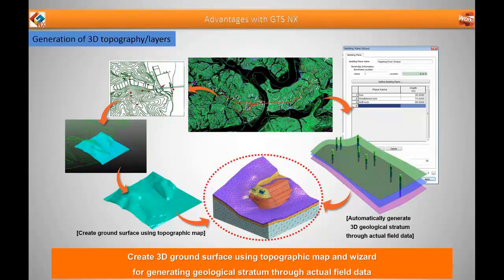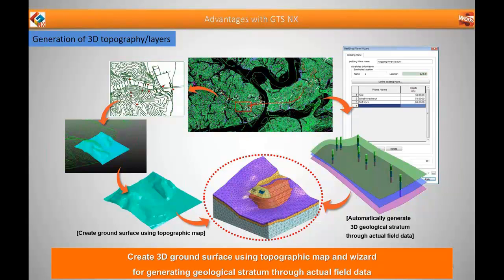Now the advantages of GTS NX. The most important advantage of GTS NX is that you can generate the actual ground surface on your model. We have an option called the TGM, that is the terrain geometry maker, where you can directly import the DXF file and consider the soil variation in your model. Also, let's suppose you have boring data for 3 or 4 bores nearby and you know the depth of each layer for that particular soil. You can just create that DXF file, select that bore, and with the help of an option called bedding plane, you just input the depth of each layer.